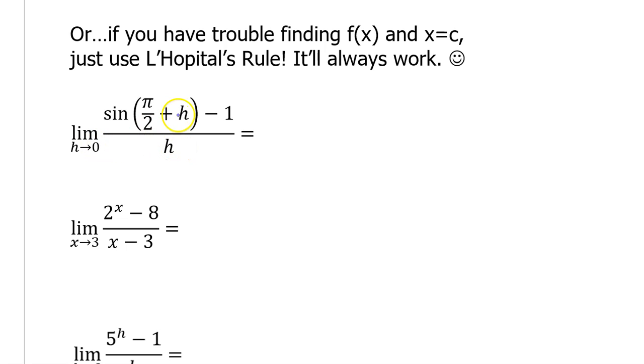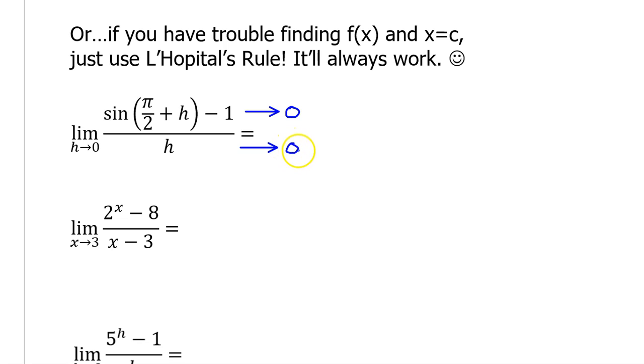So notice if we plug in 0 for h, we have the sine of pi over 2, which is 1. That leaves 1 minus 1, which is 0. So this little step I'm doing right now is mandatory. You need to put an arrow, 0, and of course if we plug in 0 for h, that's 0 as well. So you have to show that too.